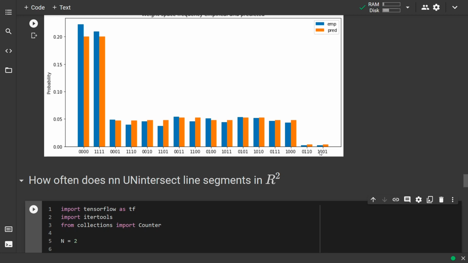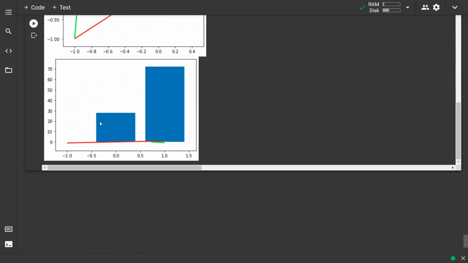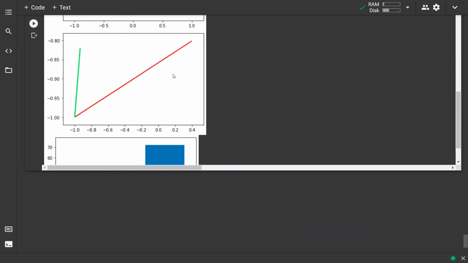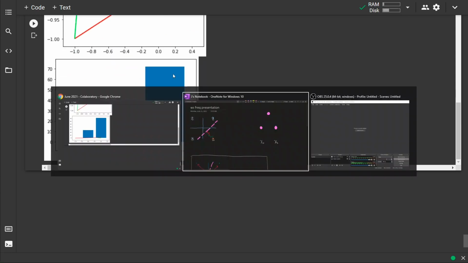But I still don't entirely understand this 70-30 distribution. Certainly the line segments start out intersected, so there's some argument that it would make sense that they typically would remain intersected. But I don't know. So that's a video for you.